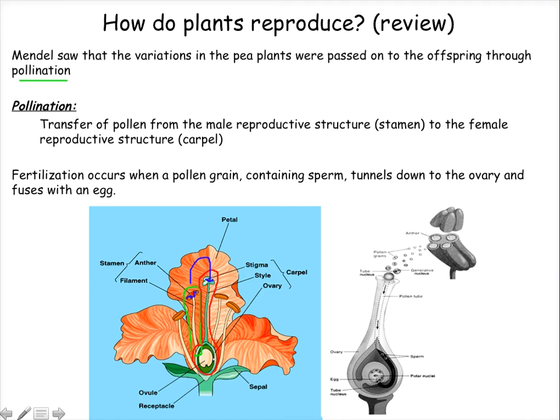Recall that once that pollen is transferred, then fertilization can take place when that pollen grain containing the sperm actually has to tunnel down to the ovary and fuse with an egg. And so we see that here in this diagram. Any sperm containing pollen, once it is attached to the carpel, is going to tunnel all the way down to the bottom, and it's going to fertilize eggs that are there in the ovary.